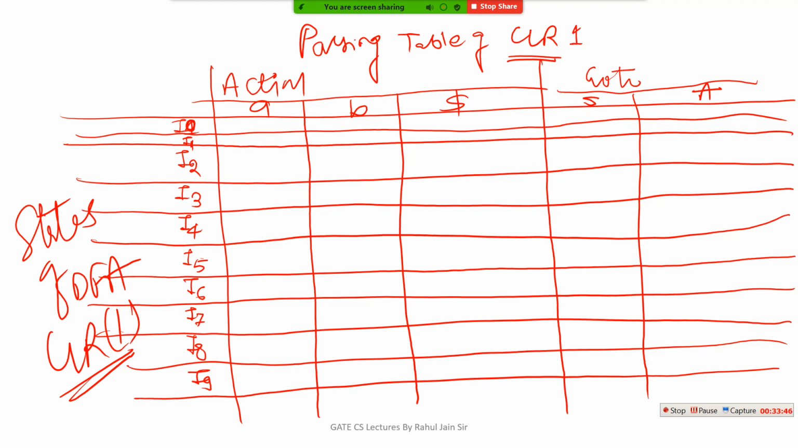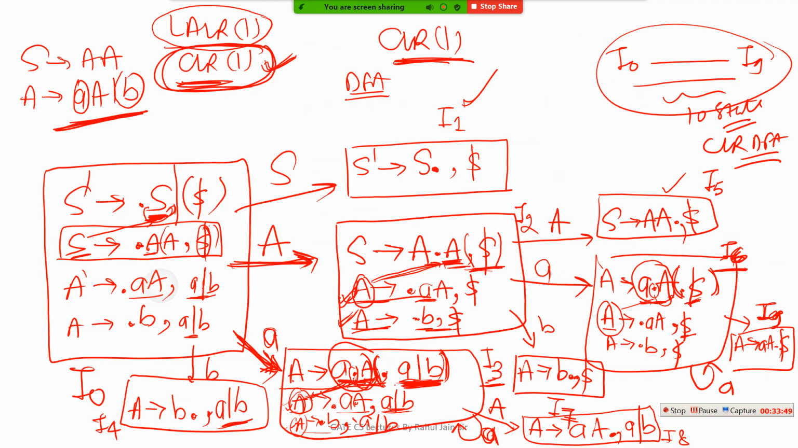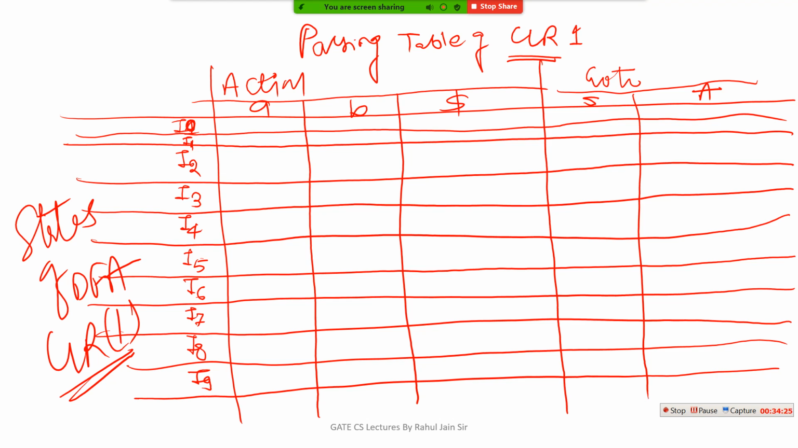Now I need to fill the parsing table. I am changing the color of the pen so that the equations are clear to you. Suppose this is my R1, R2 and R3. If I reduce S derives AA, it would be my R1 equation. If I reduce A derives AA, it would be my R2 equation. And if I reduce A derives B, it would be my R3 equation. So this is the derivation I will do from this table.